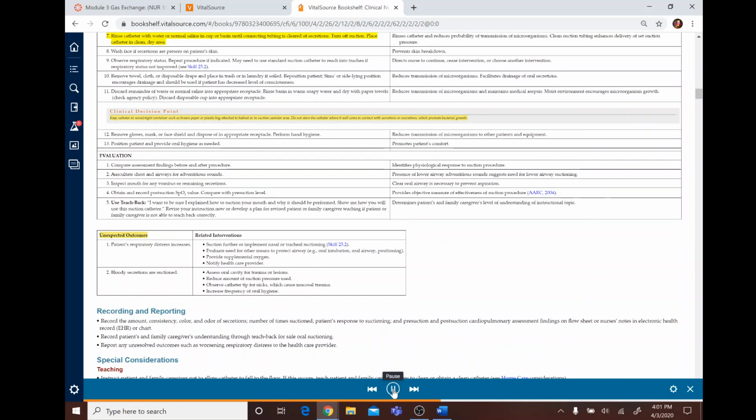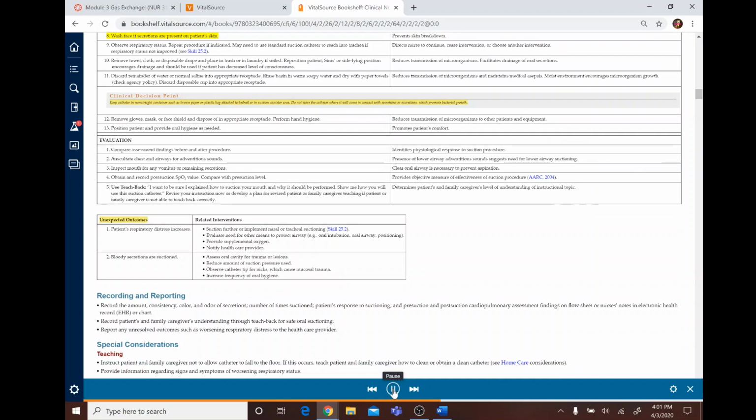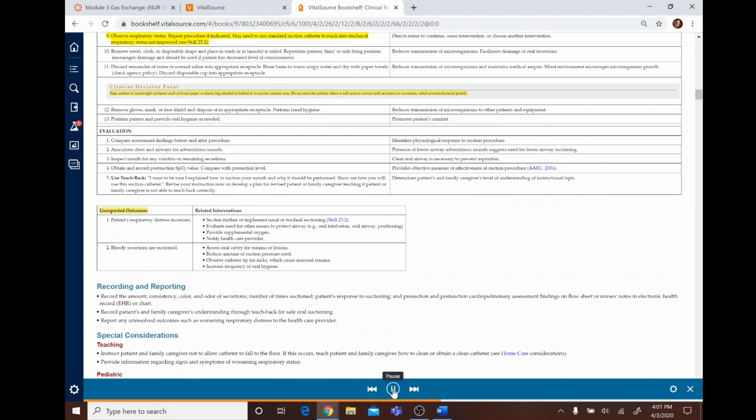7. Rinse catheter with water or normal saline in cup or basin until connecting tubing is cleared of secretions. Turn off suction. Place catheter in clean, dry area. Rinses catheter and reduces probability of transmission of microorganisms. Clean suction tubing enhances delivery of set suction pressure. 8. Wash face if secretions are present on patient's skin. Prevents skin breakdown. 9. Observe respiratory status. Repeat procedure if indicated. May need to use standard suction catheter to reach into trachea if respiratory status not improved. See Skill 25.2.